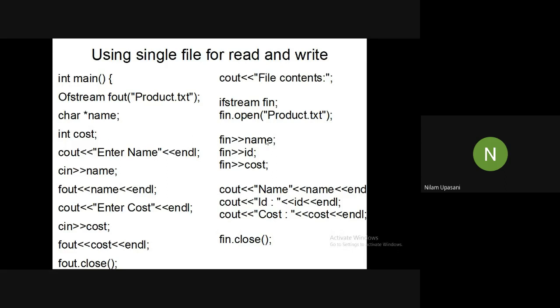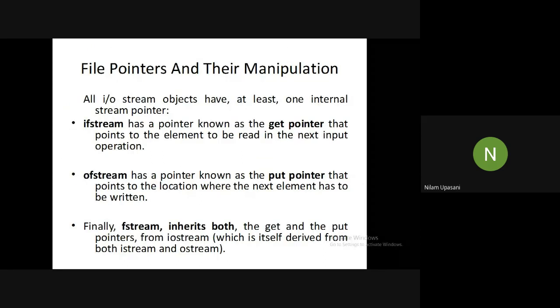But is there any provision to read or write user-defined data types directly, such as an object of a class? For example, if we are accepting student records from the user, 100 students' records, and we want to put those records in a file, is there any provision for that? Yes, it is there. We can read or write user-defined data types also in a file. But just before that, we should be familiar with the file pointers concept also.